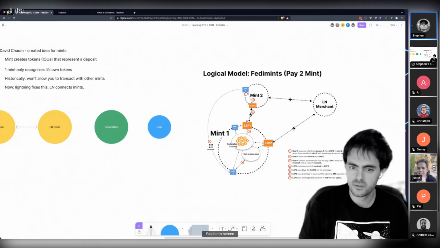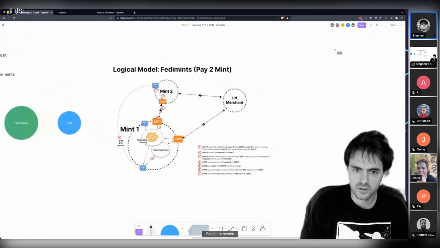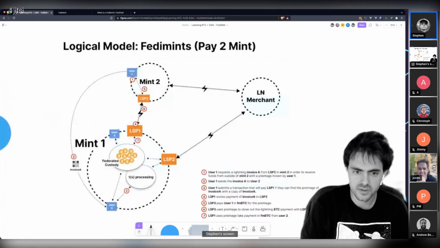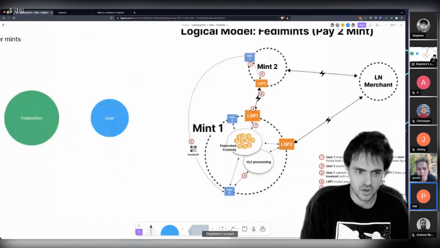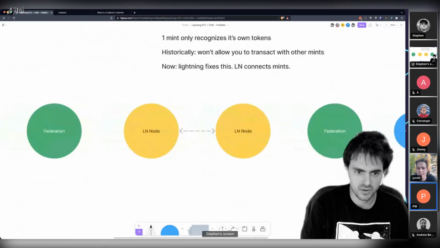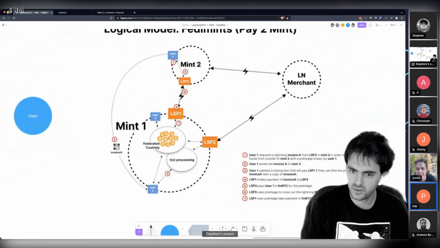So I'm curious to dig into this graphic that somebody dropped in here. User 1 requests Lightning invoice A from LSP3 and Mint 2. So this is what user 1, Mint 2. That's the LSP right there. That might be very detailed. It's great. Yeah, that might be a bit complex to walk through. Yeah, this is kind of how it works.